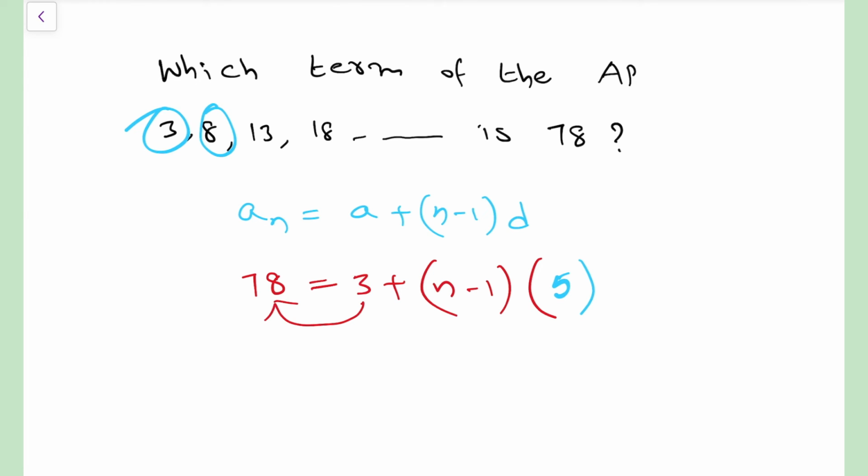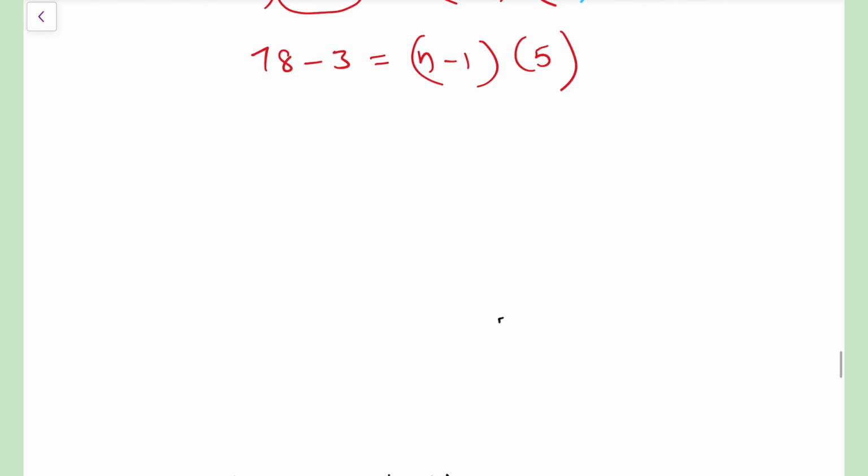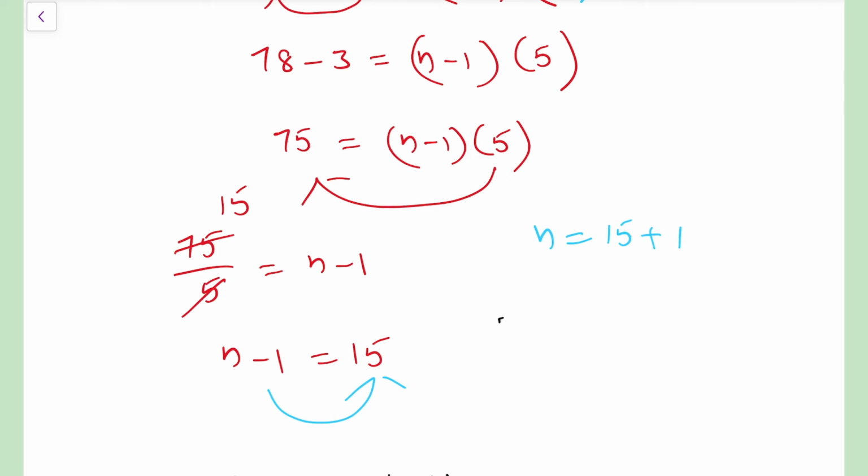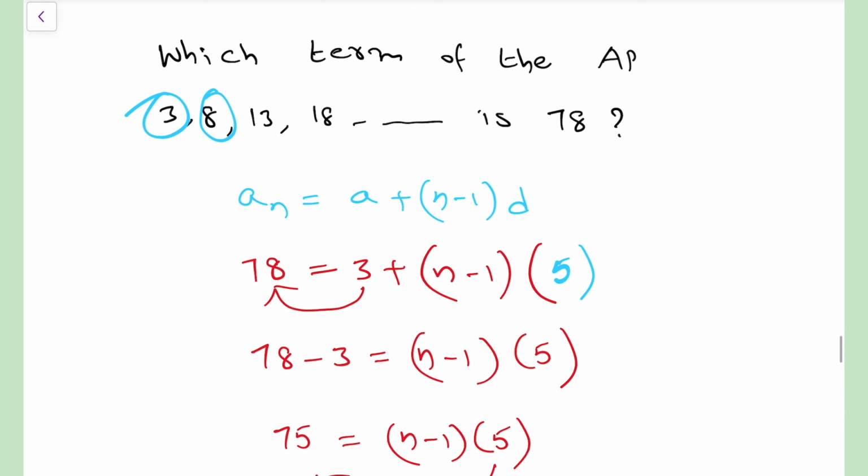3 I am taking to the left side. So 78 minus 3 equals n minus 1 into 5. 78 minus 3 is 75, equals n minus 1 into 5. Taking 5 also to the left side, 75 divided by 5 equals n minus 1. So 5 fifteens are 75, n minus 1 equals 15. We need to find the n value, so take minus 1 to the right side. Then n equals 15 plus 1, n equals 16. It means if we extend the progression like that, the 16th term will be 78.